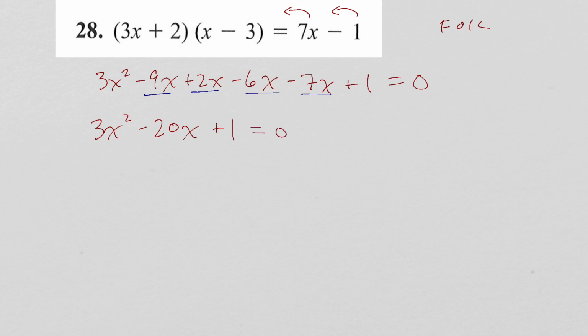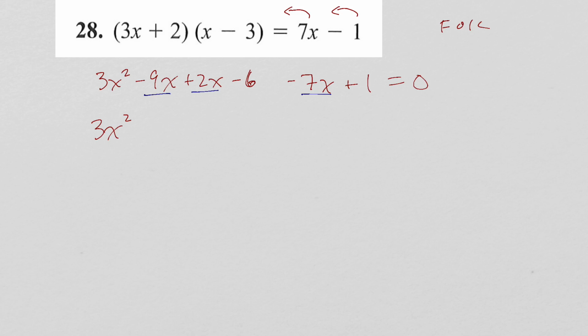Let me make sure I didn't make a mistake there because this is prime. So let's FOIL this. I want to make sure I didn't FOIL it incorrectly. First is 3x squared. The outer is negative 9x. The inner is positive 2x. Oh, this is not negative 6x. It's just negative 6. There, that's my mistake there. Sorry if you saw that earlier and were bothered by that.